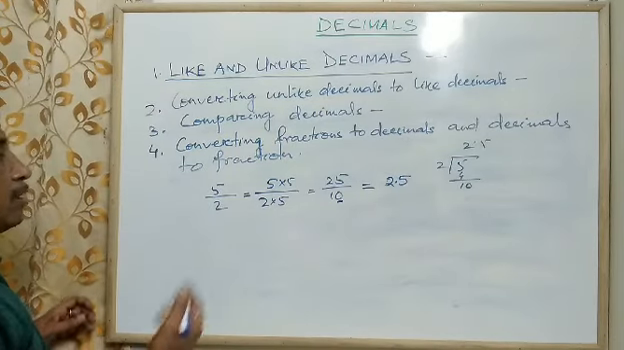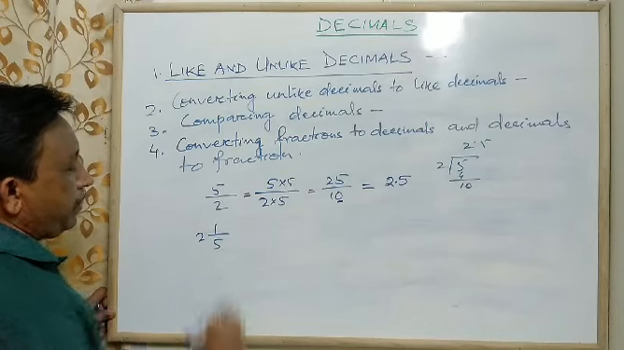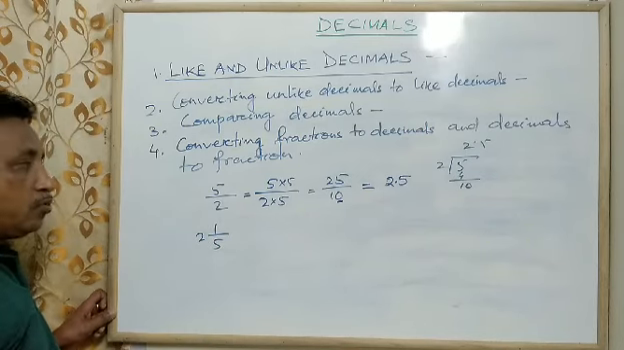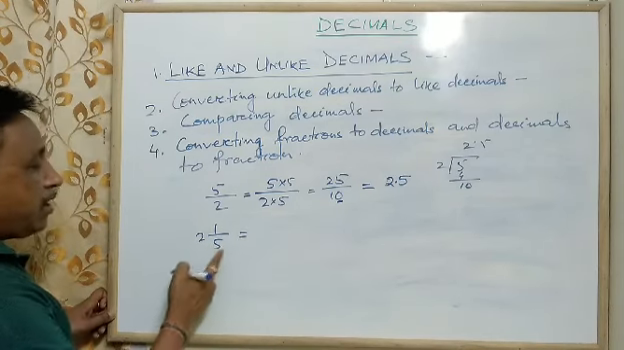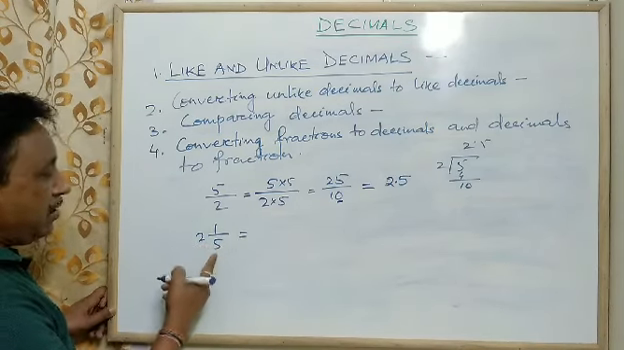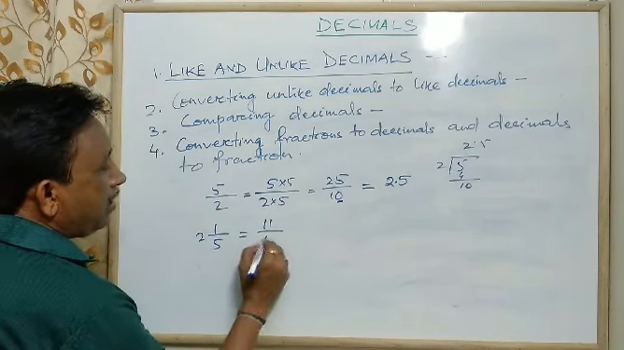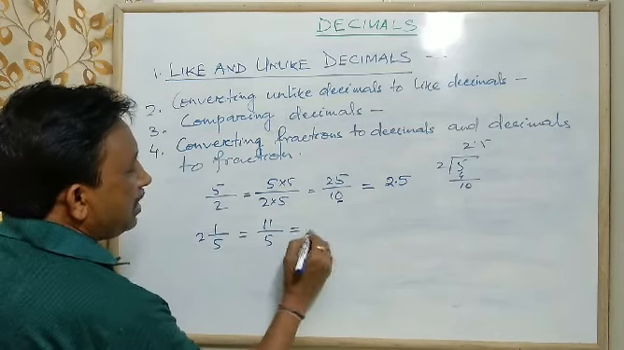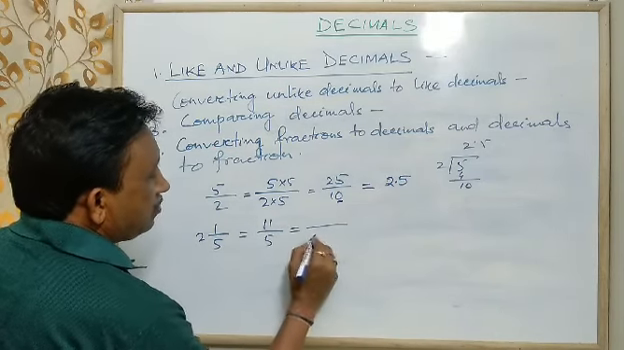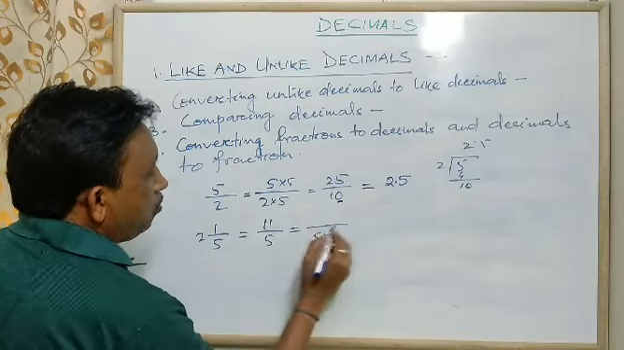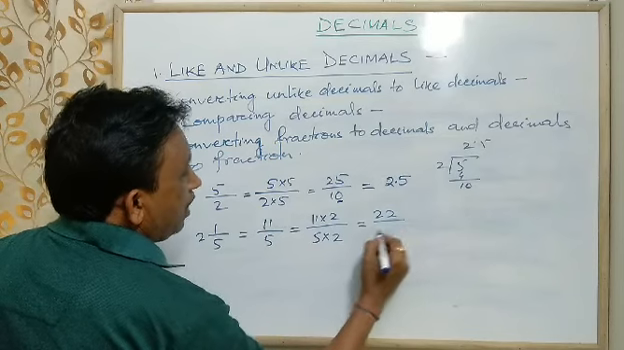Now let us take one mixed fraction. Suppose 2 1 by 5. How do I convert it to a decimal? In this case, I will first convert the mixed fraction to an improper fraction. So 5 times 2 is 10, plus 1, it is 11 by 5. Now the same process again. I convert the denominator into tens or hundreds or thousands. So 5 into 2, 11 into 2. So it becomes 22 by 10.